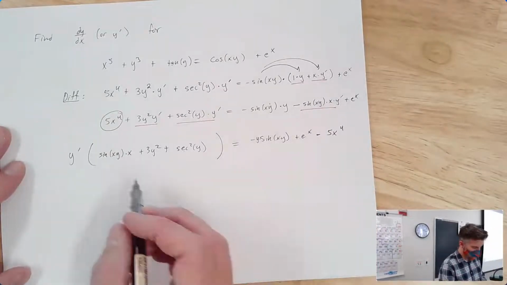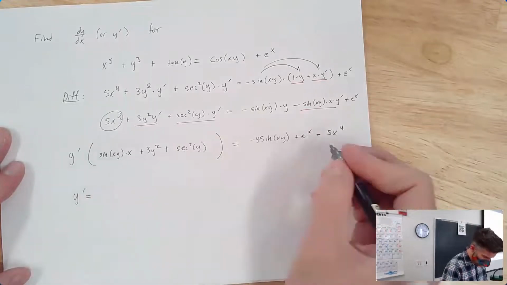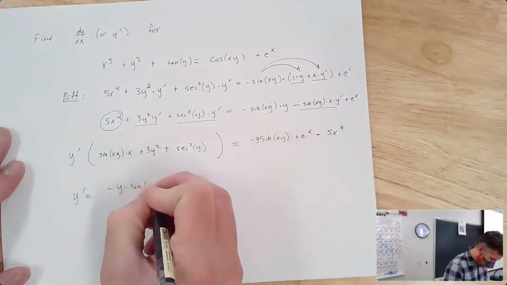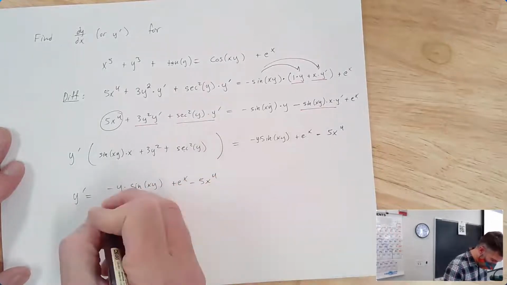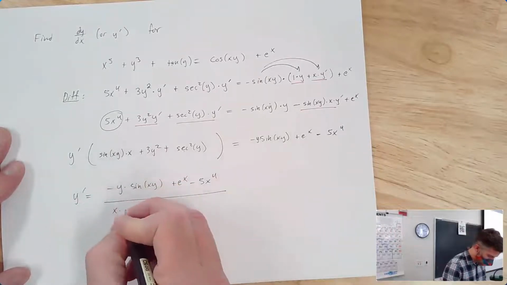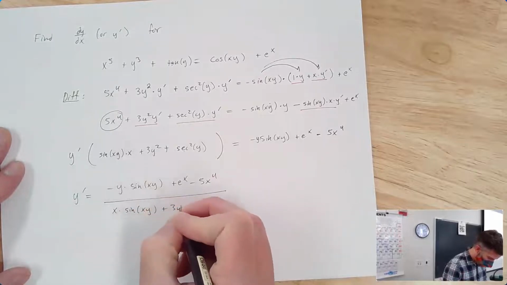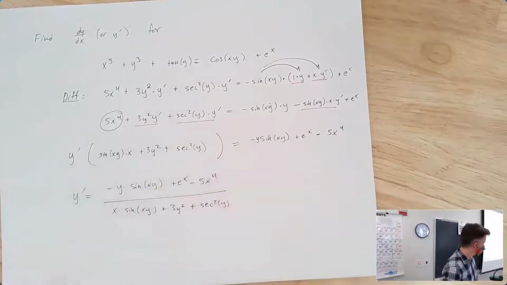And lastly, we're going to divide by all of this. y prime is equal to negative y times sine of xy plus e to the x minus 5x to the fourth, over, I would probably write this as x times sine of xy plus 3y squared plus secant squared of y. Whew. Okay.